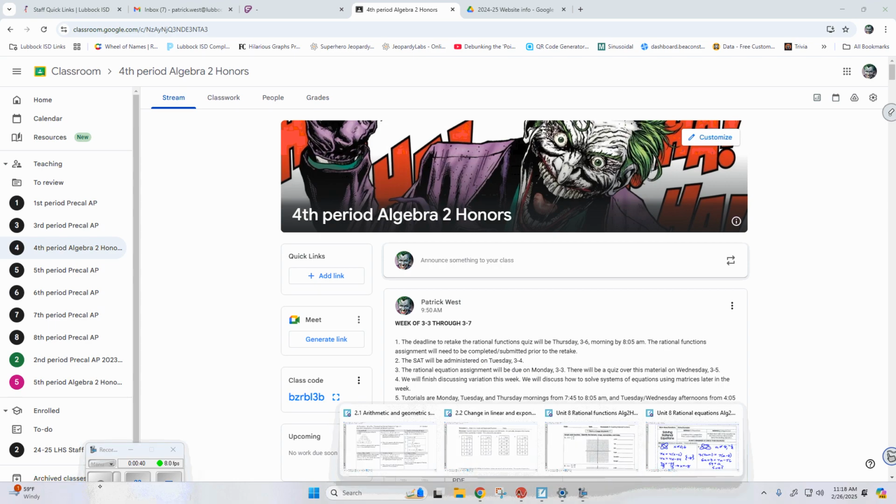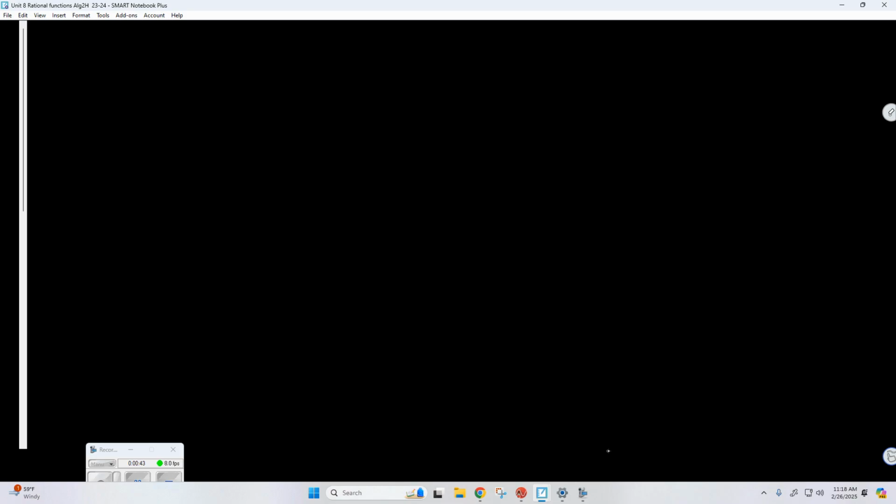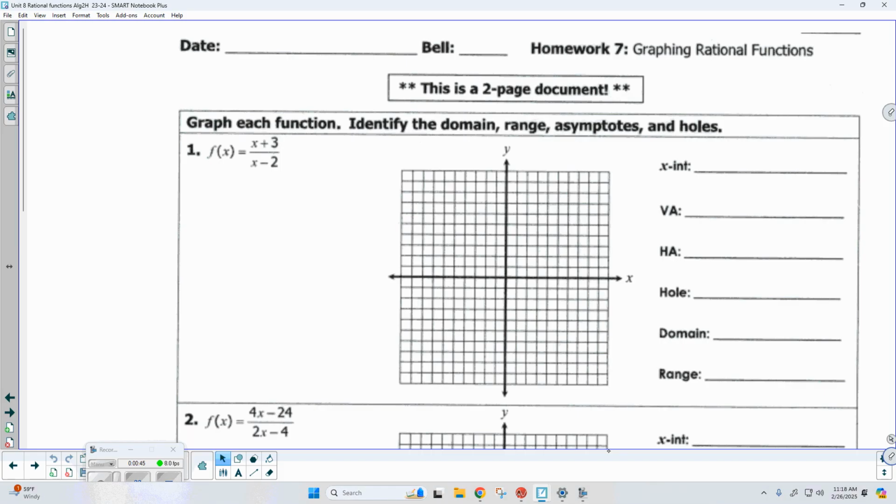So this is the first thing we need. Okay. So this is what the homework looked like. Number one was x plus 3 over x minus 2. Did anybody need a copy of this? Okay, graphing rational functions. Anybody else need a copy? There we go.